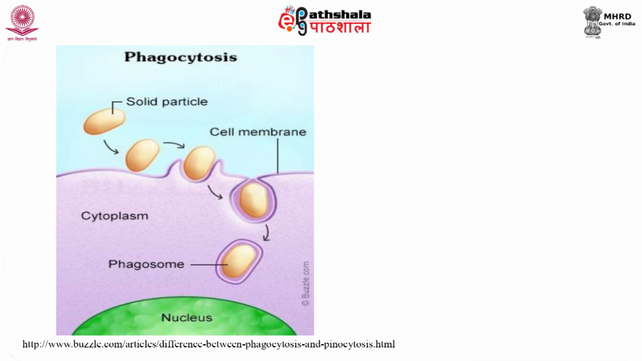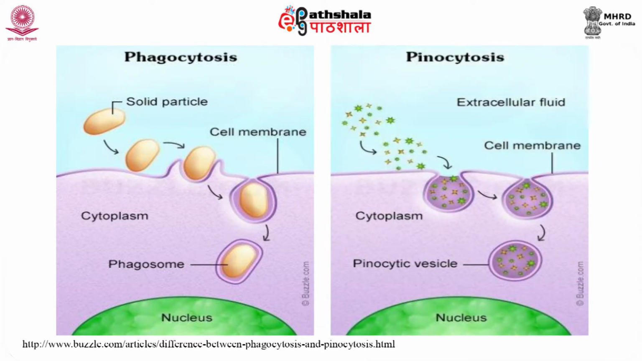One more process related to phagocytosis is pinocytosis, also called cell drinking. This is usually seen in all cells. It is responsible for uptake of solute molecules and smaller nutrients from the surroundings. The vesicles formed by pinocytosis are called pinocytic vesicles or pinosomes. A very common example of pinocytosis is uptake of water and nutrients by root hair.